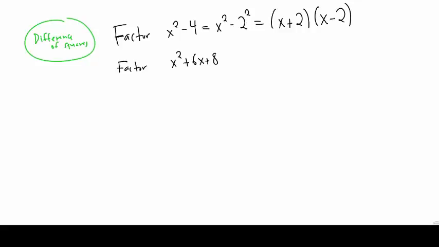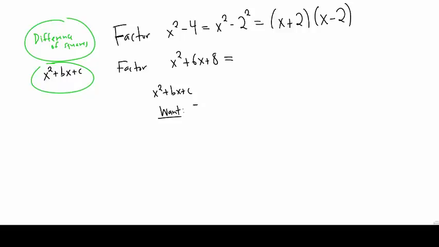How about this one? How do we factor this trinomial? So the shape here is x squared plus bx plus c. Let me circle it in green. You have x squared plus bx plus c.